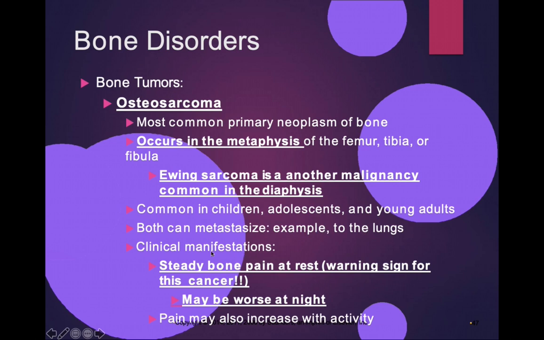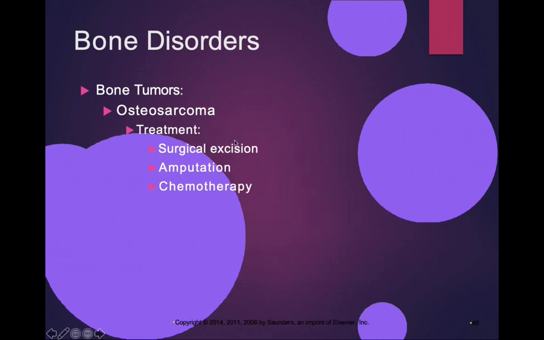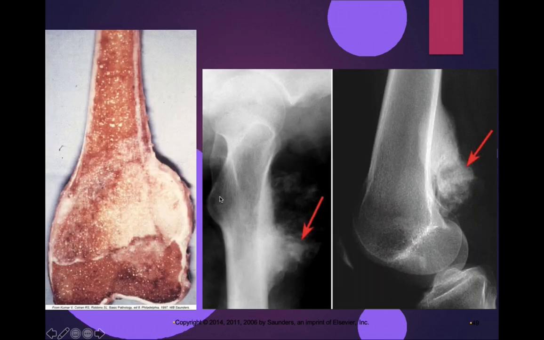The clinical manifestation is steady bone pain, not at movement, but at rest, and the pain is worse at night. Okay, it can get worse with activity, but the clear warning sign for cancer is deep-set bone pain when they're not doing anything. The treatment is going to be surgical excision, right? Removal of it, sometimes amputation, and chemotherapy.